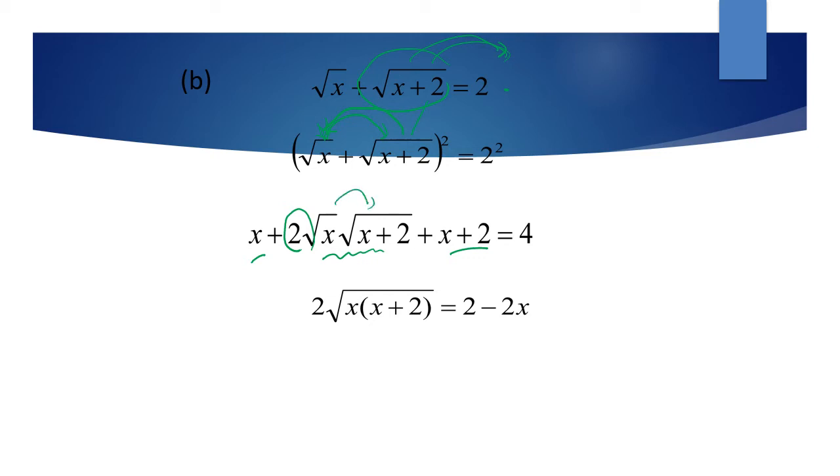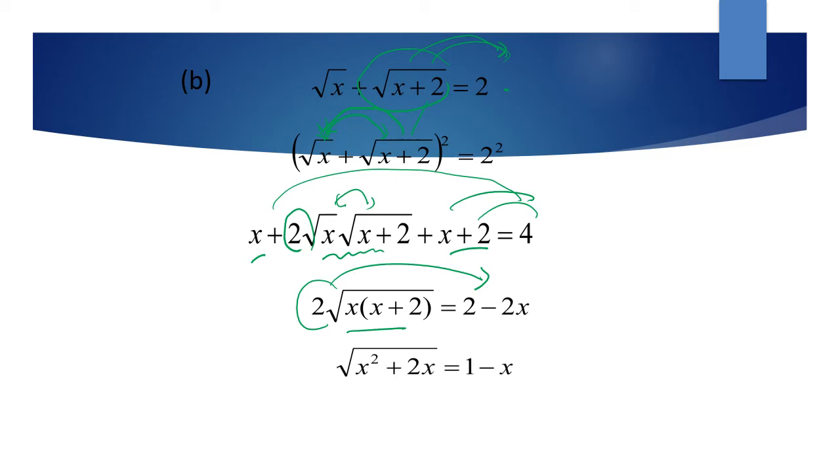This surd also can be joined together. So we move everything that doesn't have a surd to the other side. So we have 2 surd of x multiplied with x plus 2, and then bring x, x and 2 to the other side. We will have 2 minus 2x, and then these 2 also can be brought to the right side.